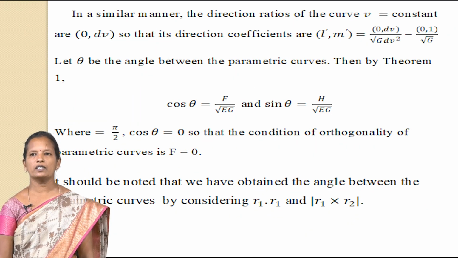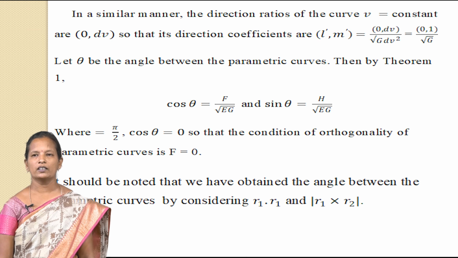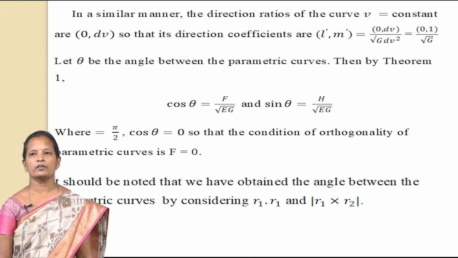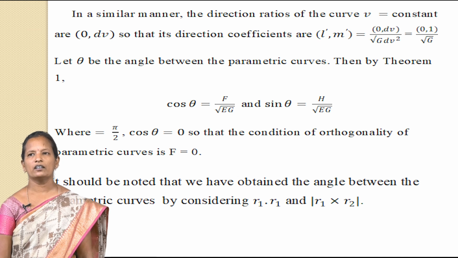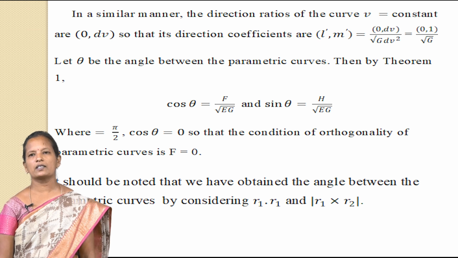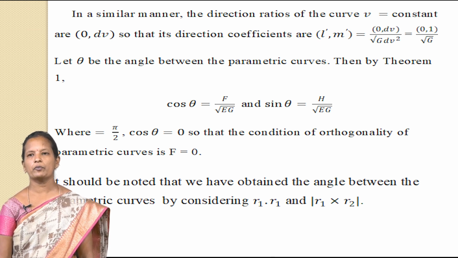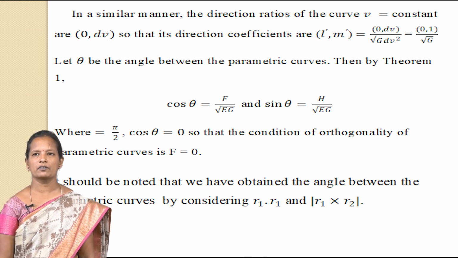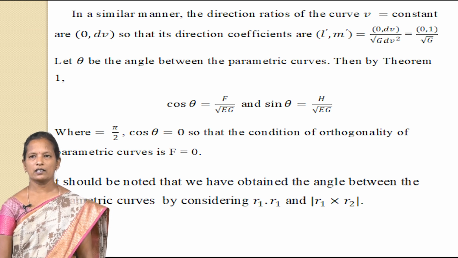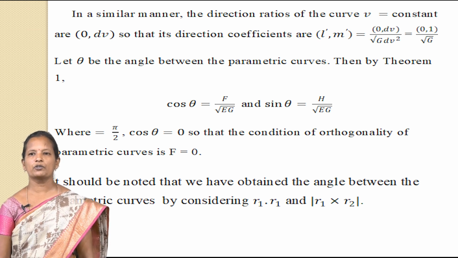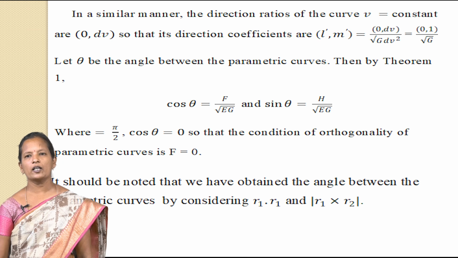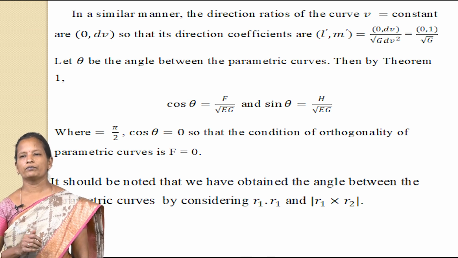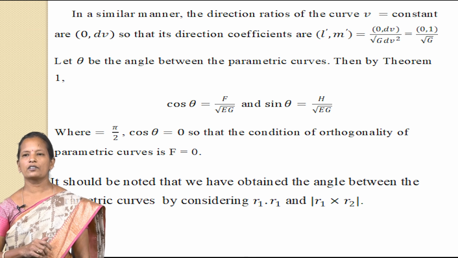Let theta be the angle between the parametric curves. Then by the first theorem, cos theta is equal to F by square root of EG and sin theta is H by square root of EG. When theta is pi by 2, cos theta is equal to 0, since the value of cos pi by 2 is 0. So the condition of orthogonality of parametric curves is F equal to 0. It should be noted that we have obtained the angle between the parametric curves by considering R1 dot R2 and R1 cross R2.